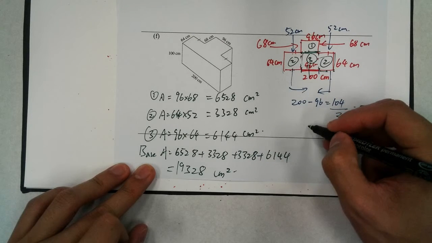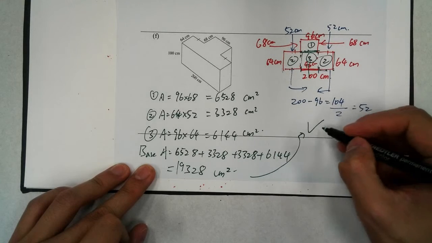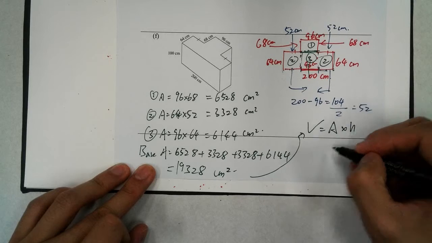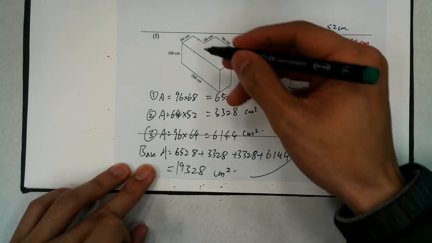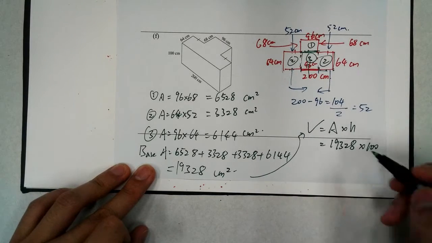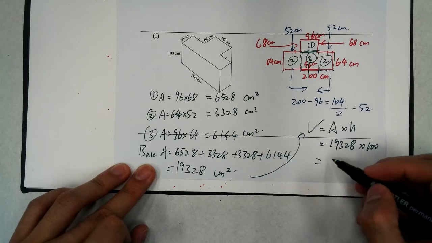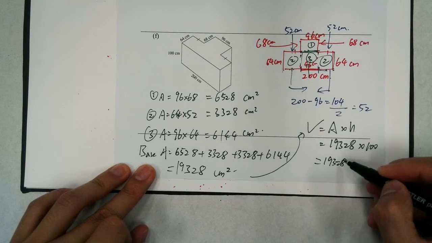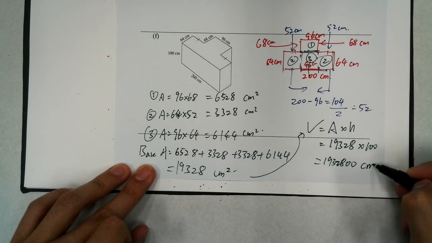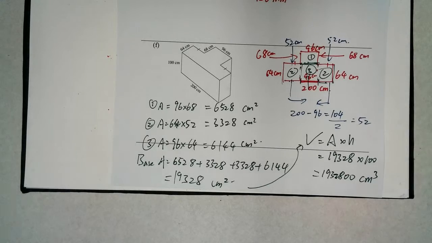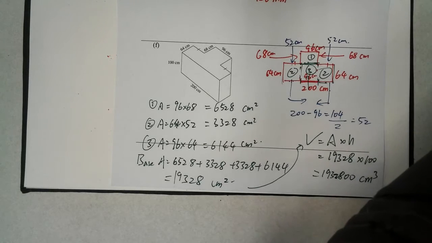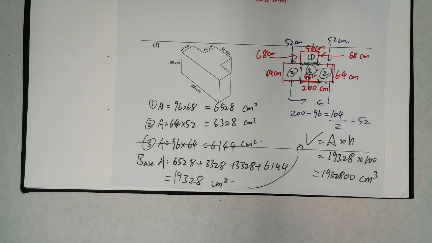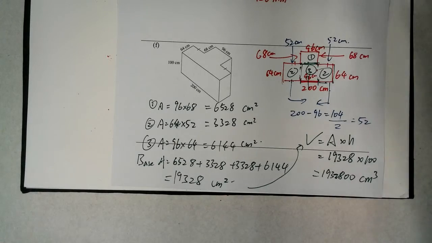So volume is equal to the base area times height. The base area we already know is that much, and the height is 100 centimeters. So if we times by 100, it's easy. Just add the 0 at the end, and remember to put the units. And that's all for the volume. That will be the most difficult part. But in a test, I assure you we don't have that big number. We will be able to do it by hand.